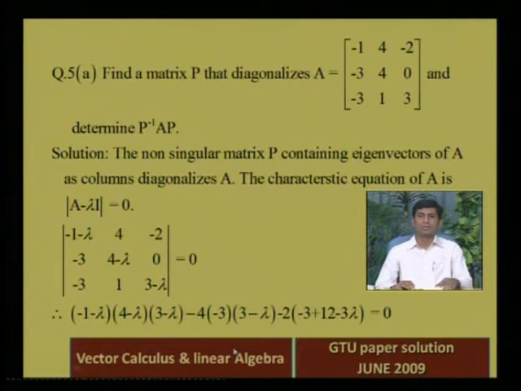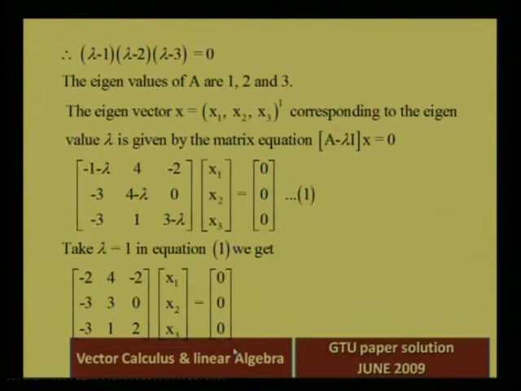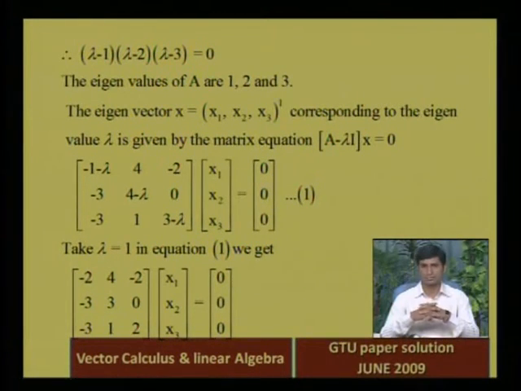Okay, so finally we get this equation: lambda minus 1, lambda minus 2, lambda minus 3 is equal to 0. The eigenvalues of A are 1, 2, 3. Okay, now we want to find the eigenvectors corresponding to eigenvalues 1, 2, 3. So one by one we find first the eigenvector corresponding to 1, then 2, and then 3.